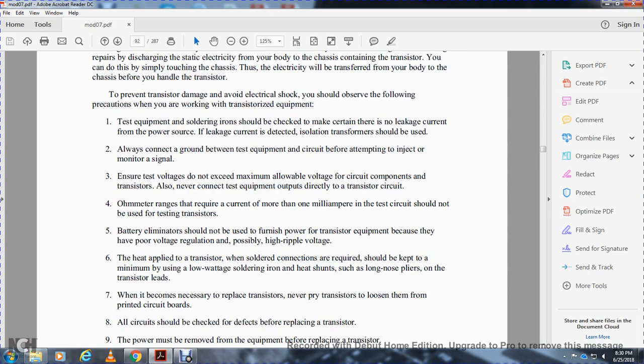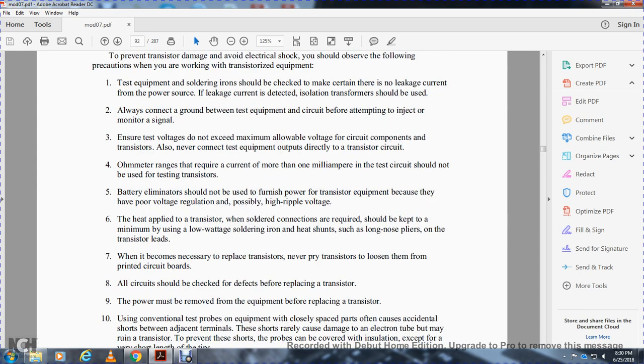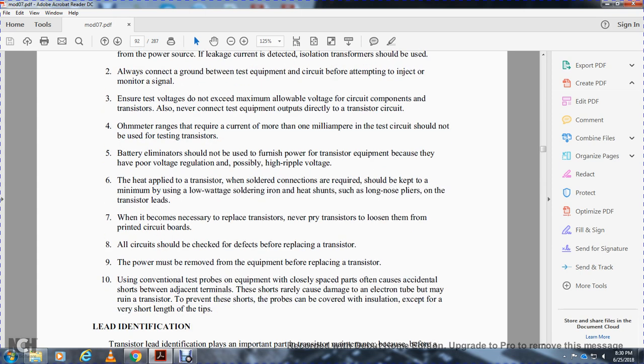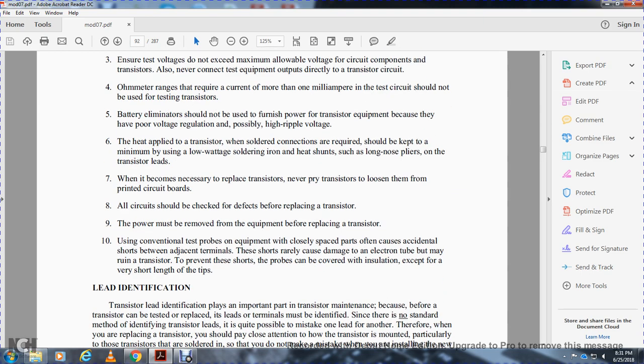When it becomes necessary to replace a transistor, never pry a transistor loose from printed circuit boards. All circuits should be checked for defects before replacing a transistor. Power must be removed from the equipment before replacing the transistor. Conventional test probes used with equipment with closely spaced parts often cause accidental shorts between adjacent terminals. These shorts rarely cause damage to an electron tube, but may ruin a transistor. To prevent these shorts, the probes can be covered with insulation, except for a very short length at the tips.